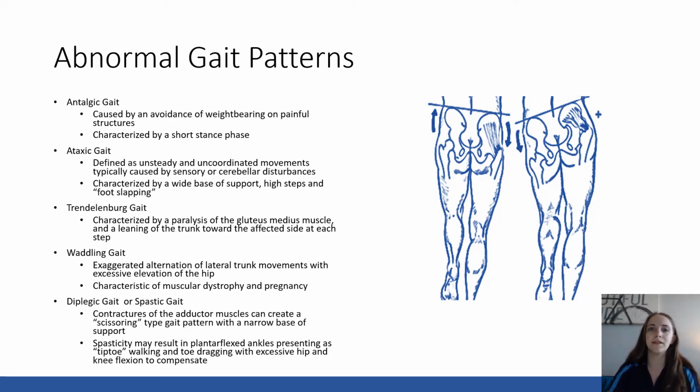We have a waddling gait. We see this most with a pregnant population and also with the muscular dystrophy population. And it's just an exaggerated alternation of lateral trunk movements with excessive elevation of the hip. We can also have a diplegic gait or spastic gait, which is also called a scissoring gait, which is the spasticity of the adductor muscles, and it can also present with tiptoe walking or toe dragging.